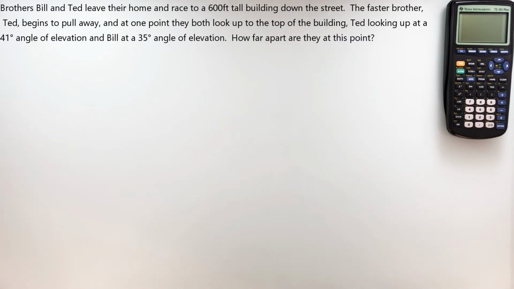Okay, so this one can be a little tricky just because we've got really three things going on here. We've got a building and we've got two brothers racing toward this building. So in this particular problem, there's really kind of two problems that we have to solve to be able to get to our final answer. Now, a couple things to make note of. First of all, that Bill and Ted are both leaving their house. They're leaving the same house, meaning they're going to be both on the same side of this building that is down the street. So if you think they're running in a straight line toward the building down the street, they're both going to be on the same side of that building.